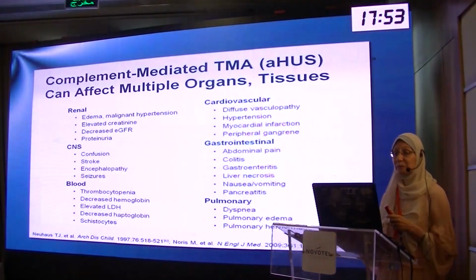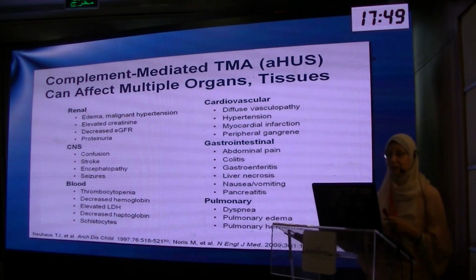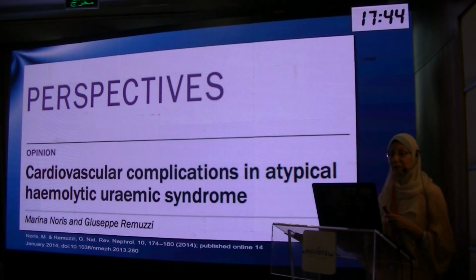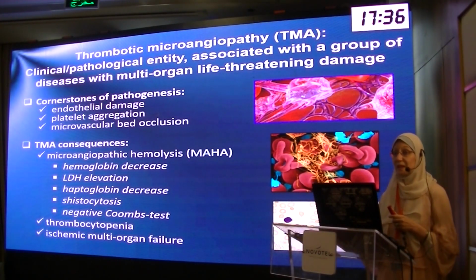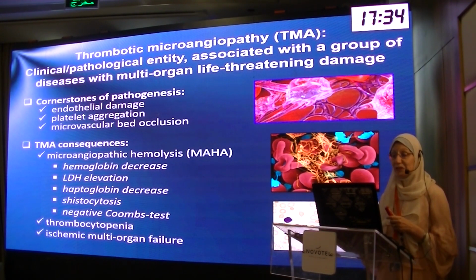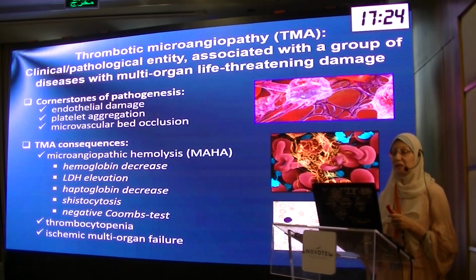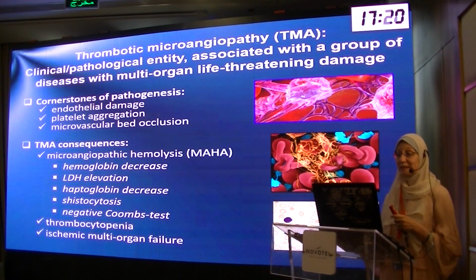And mind you, it's not only present in the renal system, the CNS, and the blood, but also in other systems of the body, the cardiovascular, the gastrointestinal, and pulmonary. And this is the paper by Norris and Merzi on the cardiovascular complications in atypical hemolytic uremic syndrome. So to sum up, the cornerstone of pathogenesis is endothelial damage, platelet aggregation, and microvascular bed occlusion, with the consequences of microangiopathic hemolysis, with hemoglobin decrease, LDH elevation, haptoglobin decrease, schistocytosis, and a negative Coombs, with thrombocytopenia and ischemic multi-organ failure.